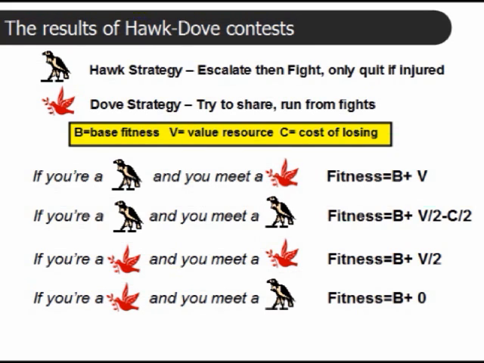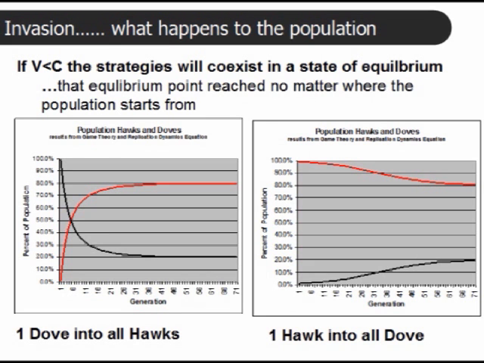What happens is that if the prize to be won is of less value than the cost of injury, which is the normal case in nature, an injured animal is normally quite defunct, the strategies will coexist in a state of equilibrium, and that state of equilibrium will have the doves in the majority. It's 80% dove, 20% hawk in our case. And this happens no matter what the mix of the population is to start with. This equilibrium point is called the evolutionarily stable strategy point.